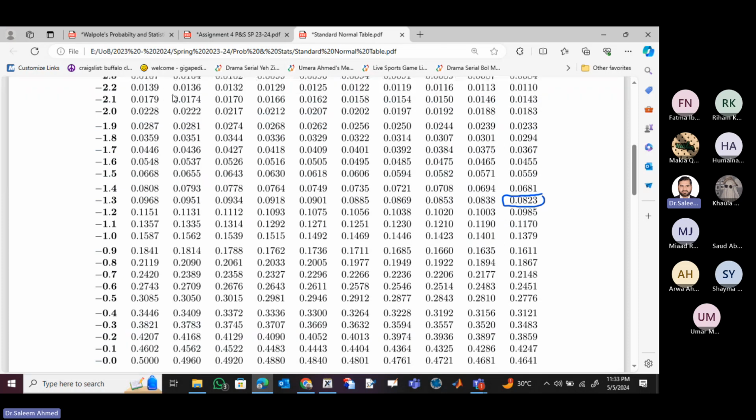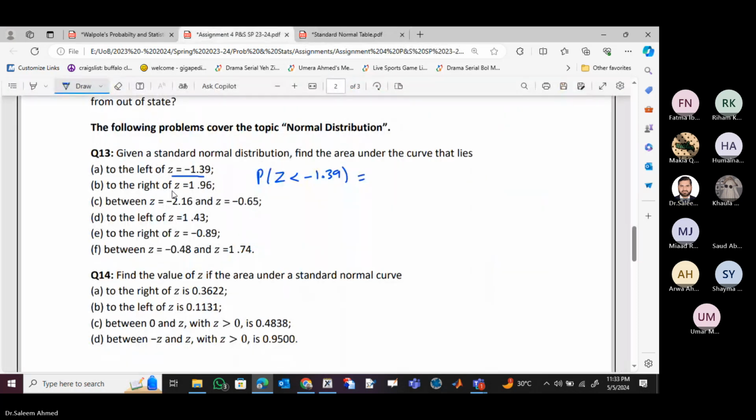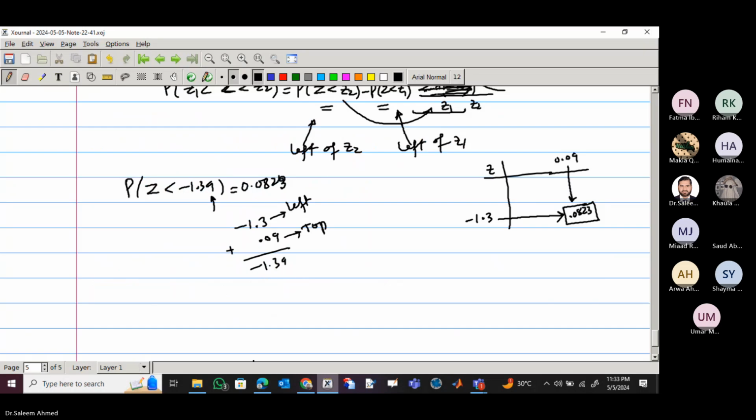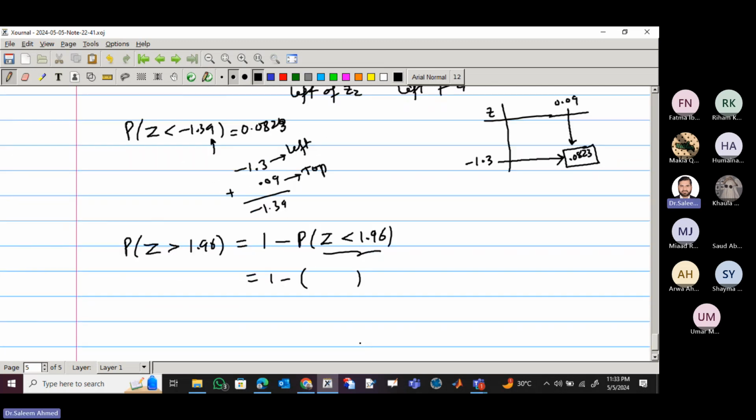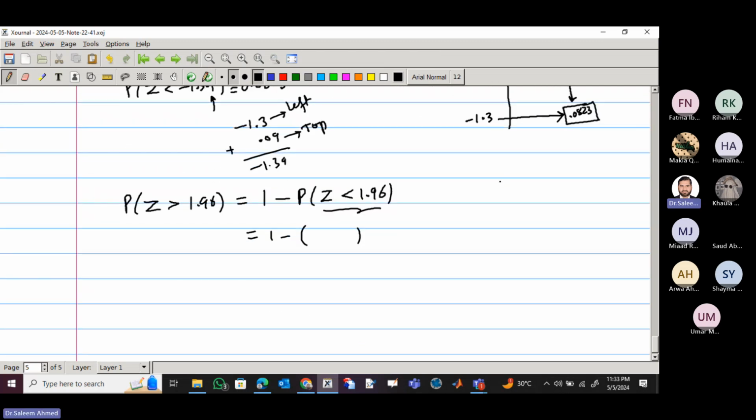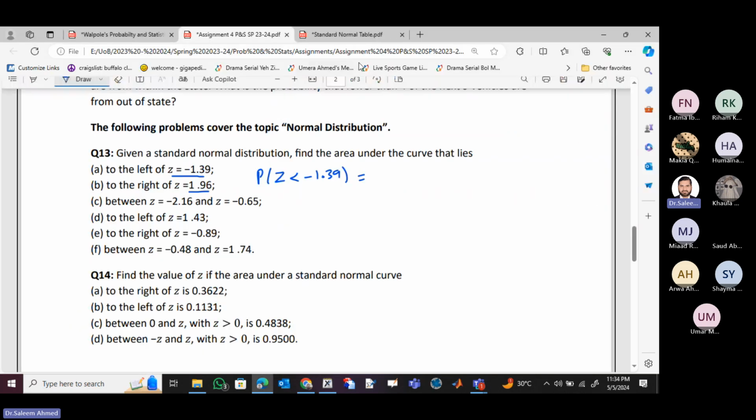They said to the right of 1.96. To the right of 1.96, I cannot get it from the table. The table gives me the left only. So I will just subtract from 1: greater than changes to less than, and this is the left area. So now I look up 1.96. I will see 1.9 on the left and 0.06 from the top, and see what the answer is here.